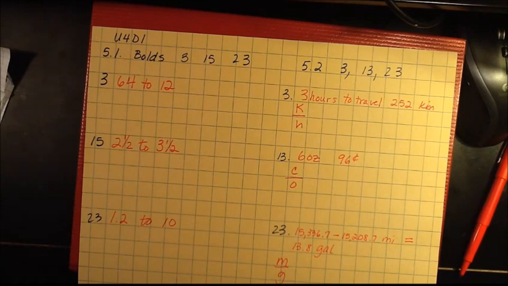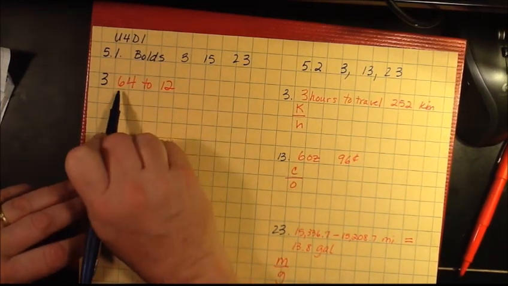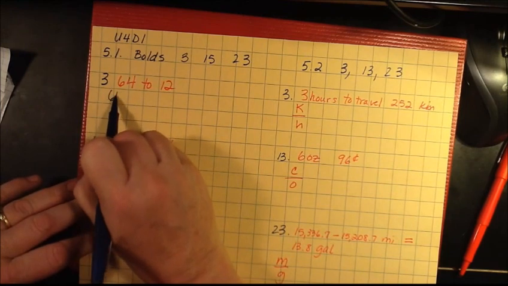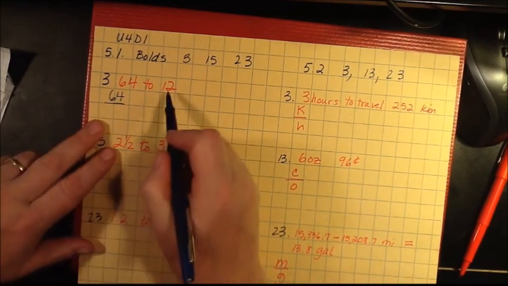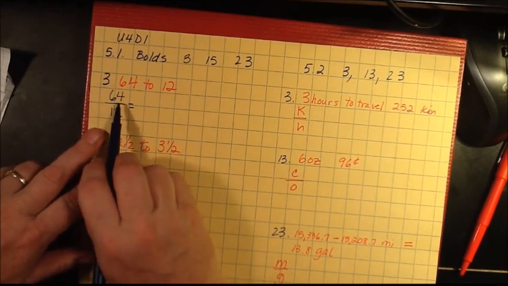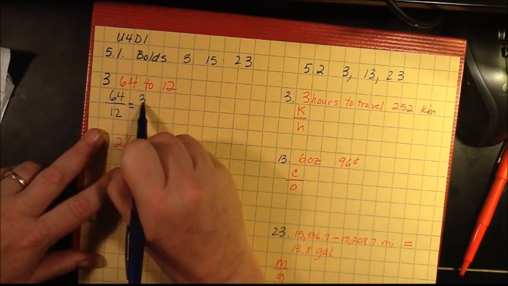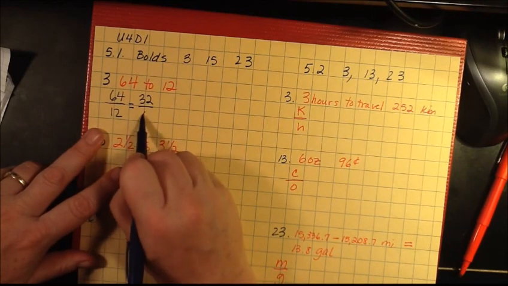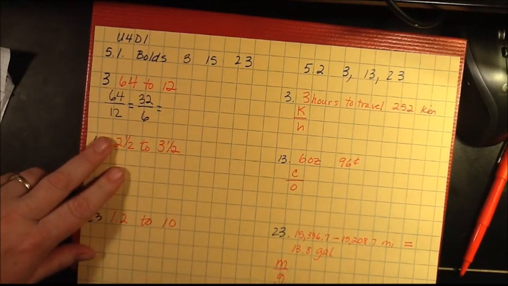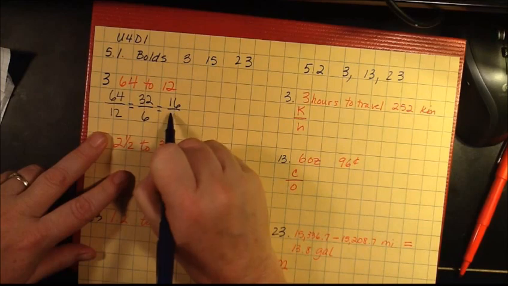The first problem in chapter 5.1 asks us to find the relationship between 64 and 12 and to make sure that it's in lowest terms. So again, I'm paying attention to order. 64 is first, so it is the numerator. 12 is the denominator. To put these into lowest terms, they're both even, so I can divide them both by 2. So that's the same as saying 32 to 6. And I can divide both of these by 2 as well. So that would be 16 to 3.